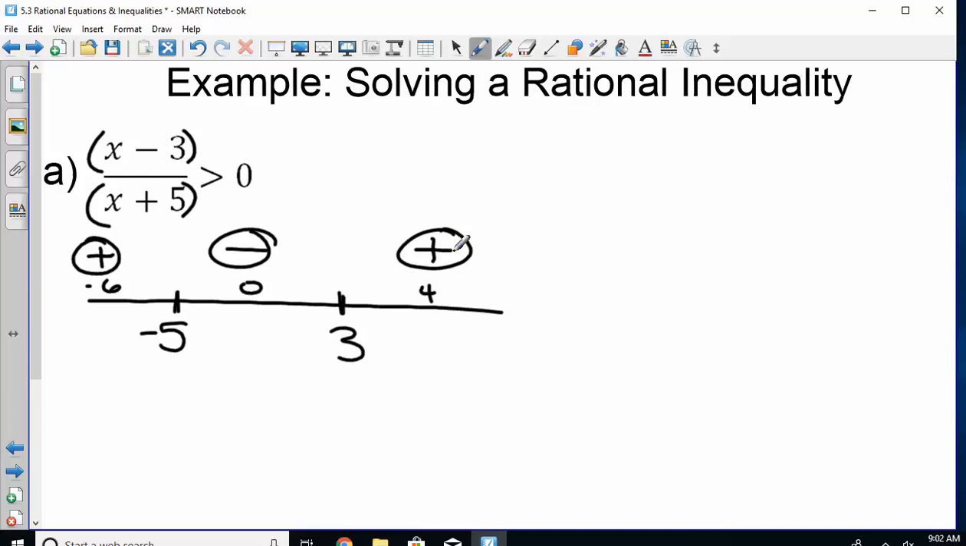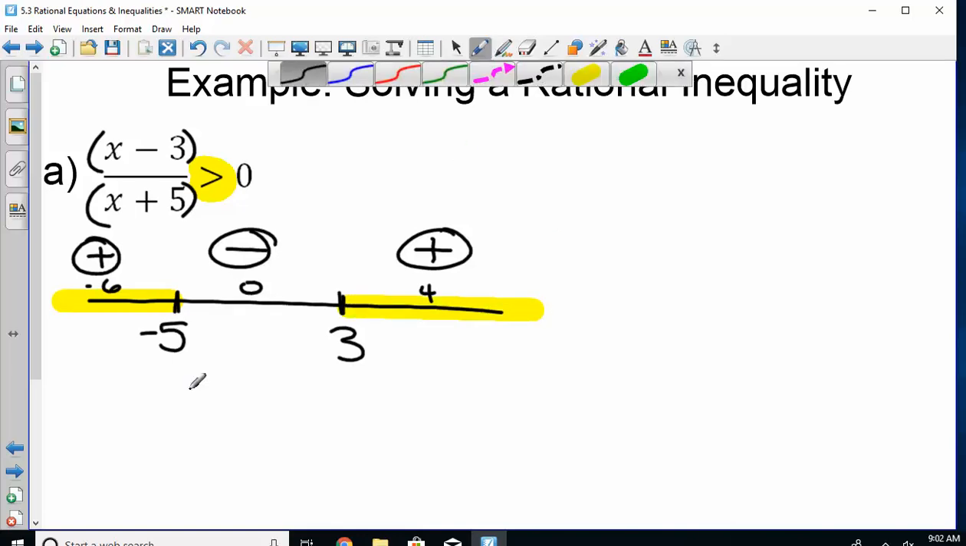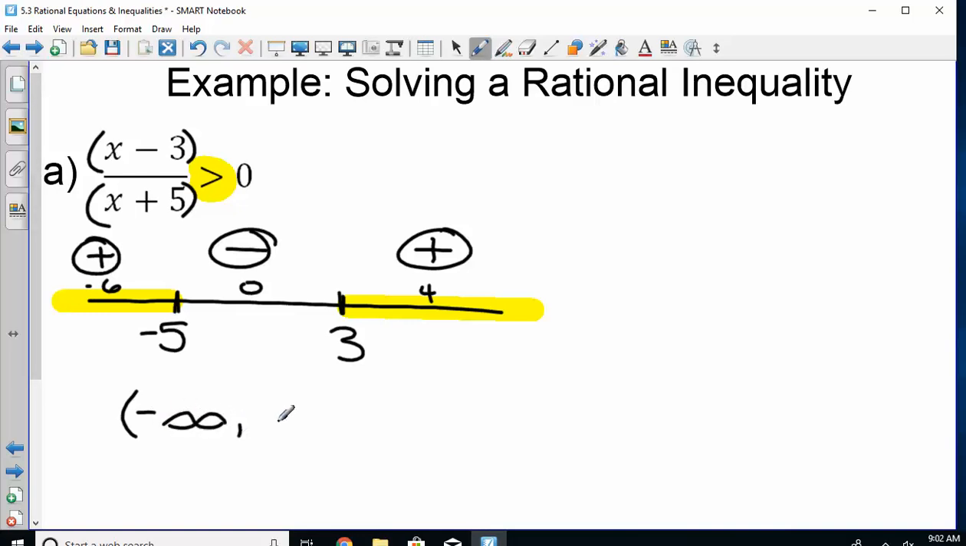Now to write my answer, we have to look at our inequality. We wanted greater than, so that means positive. So I want these pieces. There is no equal to, so everything will be parentheses. So this is going forever in the negative direction, so it'll be negative infinity to negative 5, parenthesis, union, parenthesis, 3 to infinity. It means any number smaller than negative 5 or bigger than 3 would make this true. Questions there?